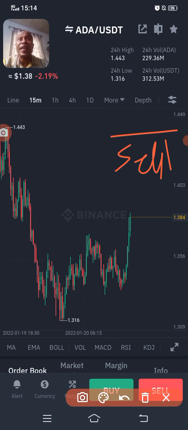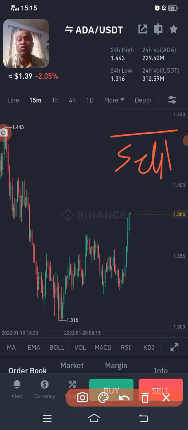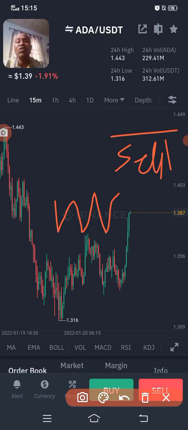So if an asset is showing consolidation, meaning that it goes up a little, comes down, goes up a little, comes down in a zigzag way like this, know that that market is on what? Consolidation zone. There is not much volume there. So you have to wait until there is a breakout from that zone, either up or down.